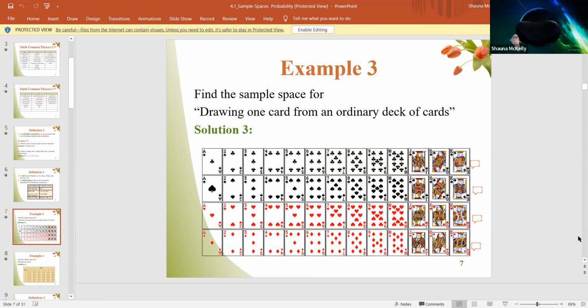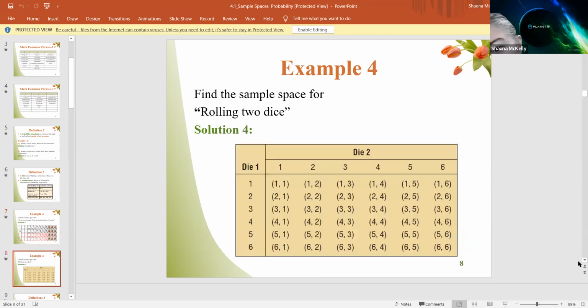Okay, just let me know because sometimes students need it. Here's your sample space for 2 dice. Die 1: 1, 2, 3, 4, 5, 6; die 2: 1, 2, 3, 4, 5, 6. Ordered pairs: 1,1, 1,2, 1,3. Notice, for example, that, and this goes back to something else.